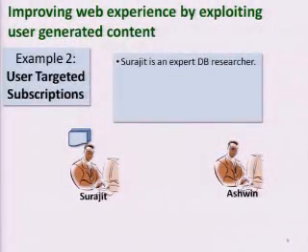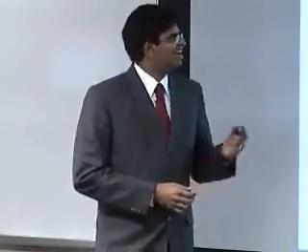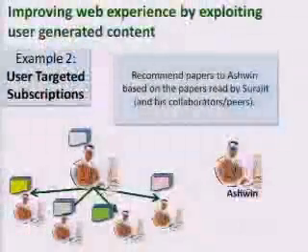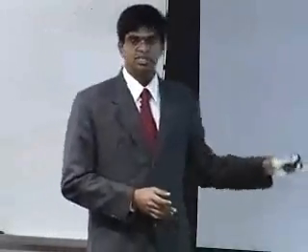Surajit is not here, so let's pick a different example. Okay, Dan here is an expert database researcher, and Ashwin wants to read the papers similar to those that Dan reads. Of course, Dan is altruistic. He wants Ashwin to become an expert, but then he does not want Ashwin to know exactly what papers he reads, lest Ashwin know his diabolical research plans. Of course, there are enough of us in the audience who can create a simple application that can recommend papers to Ashwin based on the papers read by Dan and his collaborators and peers. But the challenge here is that Dan's privacy should be preserved.